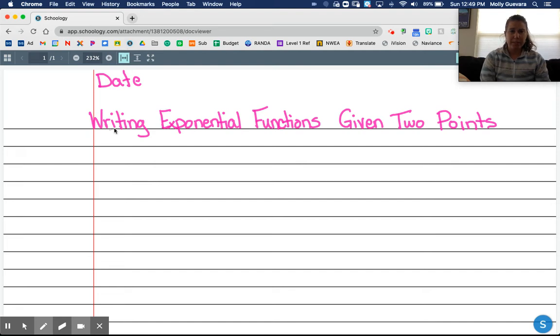As always, make sure you put the date, and then here's the title of the notes. So what we're going to do is write down the steps. How do we solve these? And then we're going to do 2 examples.